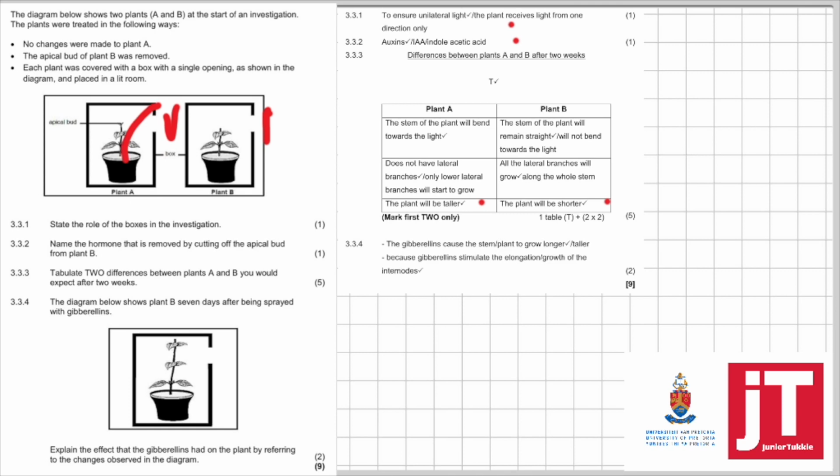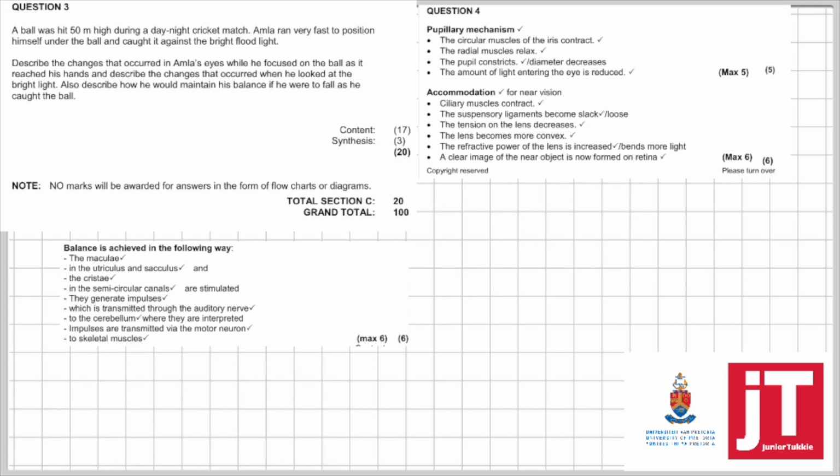3.3.4. The diagram below shows plant B 7 days after being sprayed with gibberellins. Explain the effect that gibberellins had on the plant by referring to the changes observed in the diagram. Now, can you see the plant has grown longer? But how? It caused the internodes to elongate, and that's how it grew longer.